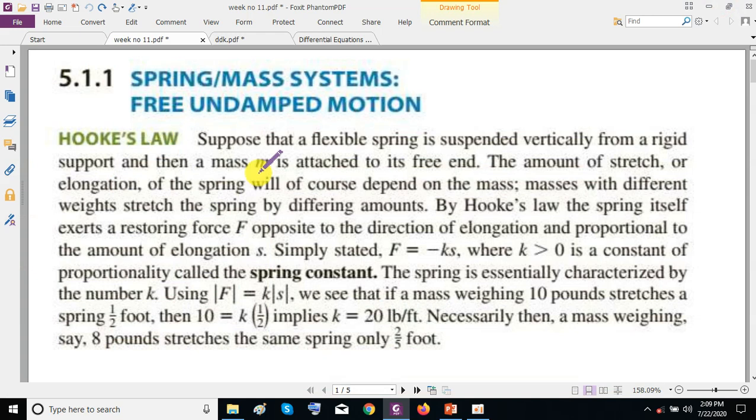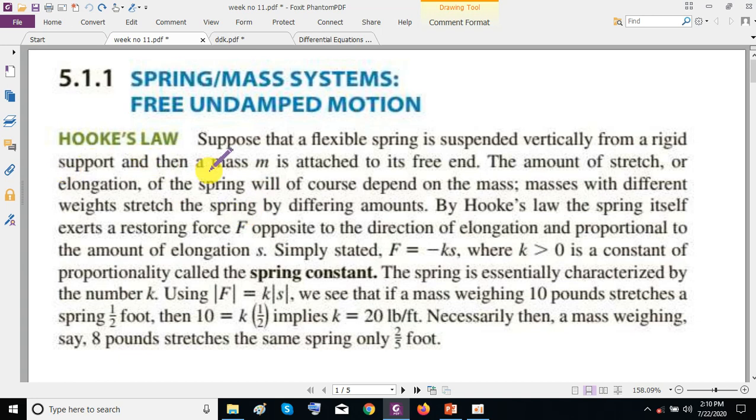Okay, spring mass system. When we study the spring mass system, we have two types of motion. The first one is free undamped motion, and the second one is damped motion. So first of all, we discuss the free undamped motion. So let's begin from where this phenomenon is obtained and from where this phenomenon came.